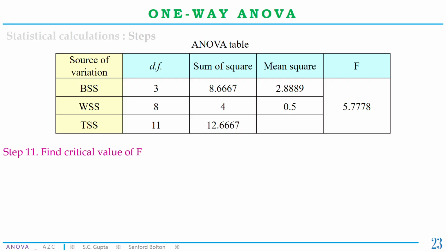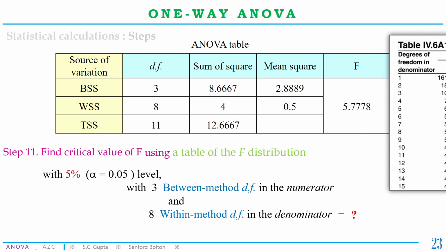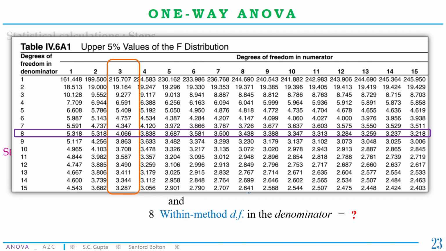Step 11. Find critical value of F using a table of the F distribution with 5% alpha level, with 3 between method degree of freedom in the numerator and 8 within method degree of freedom in the denominator. Let us see the F distribution table with 5% alpha level. For this exercise, between method degree of freedom is 3, and within method degree of freedom is 8. So, select 3 in the numerator and 8 in the denominator. Thus, tabulated F value found is 4.066.